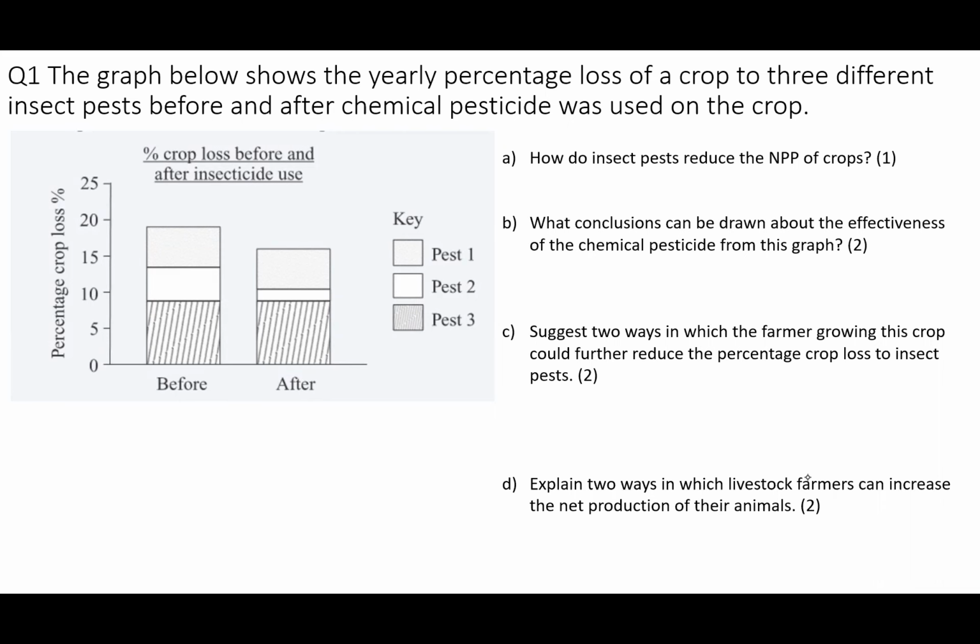So how do insect pests reduce the net primary production of crops? Well, they reduce it by eating the crop. So they eat the crop, reducing the amount of energy available for crop growth. Eat crop, which reduces energy for crop growth. That would get you that 1 mark.